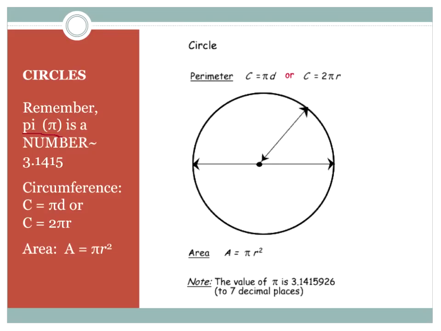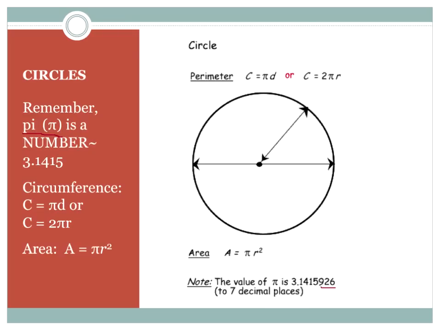3.1415926 takes us out 7 decimal places, but it continues on and on. It never actually stops. There's no end point of pi. But why pi is important is it's a unit of measurement that helps us with circles.